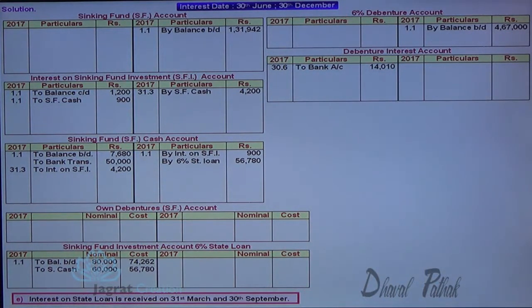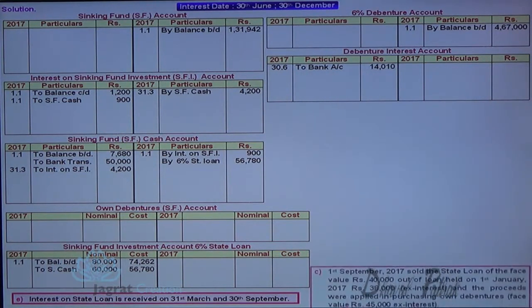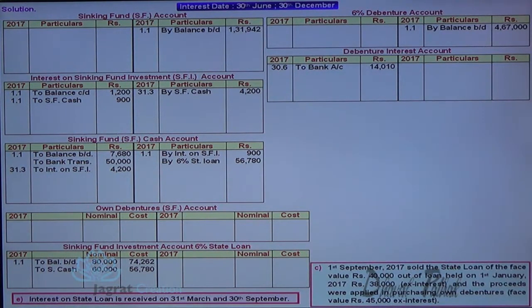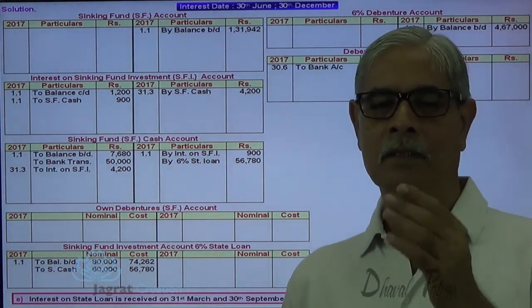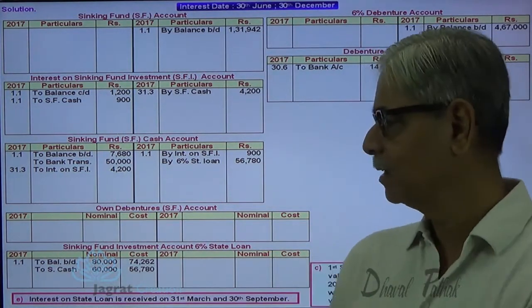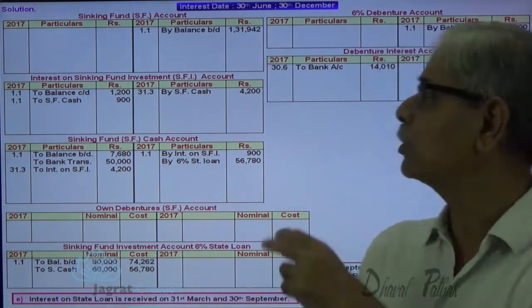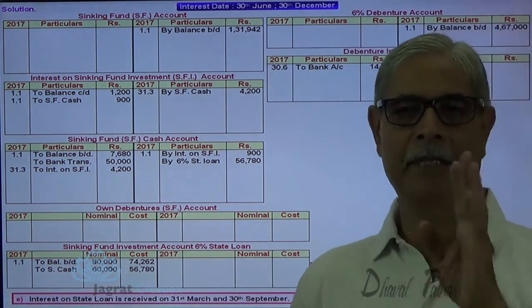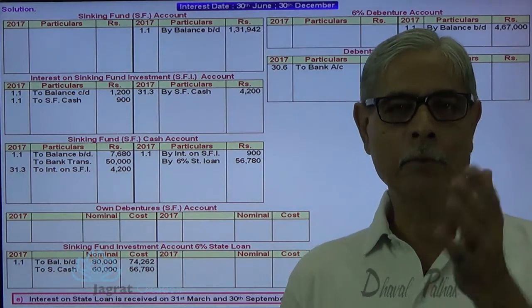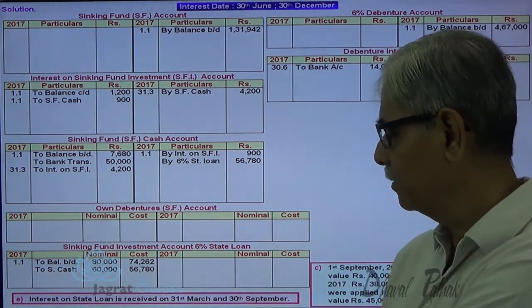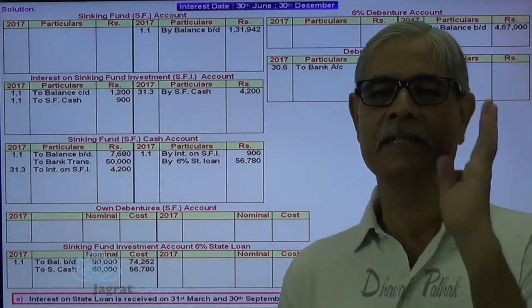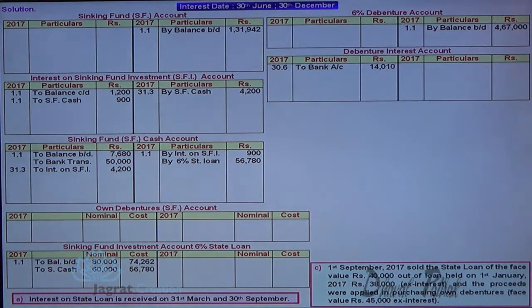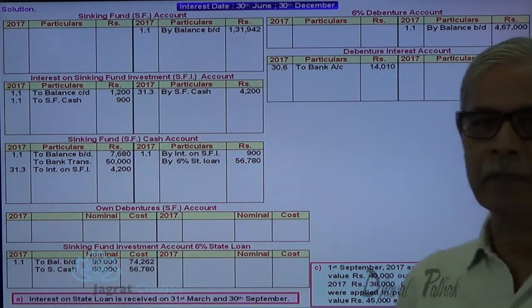So 31st of March and 30th June is over. Next transaction has occurred on 1st of September. Now see, 31st of March, interest receivable. 30th June, debenture interest payable, paid. Now next interest date on this investment, 30th September. Before that, transaction has taken place on 1st of September. What transaction has taken place on 1st of September?